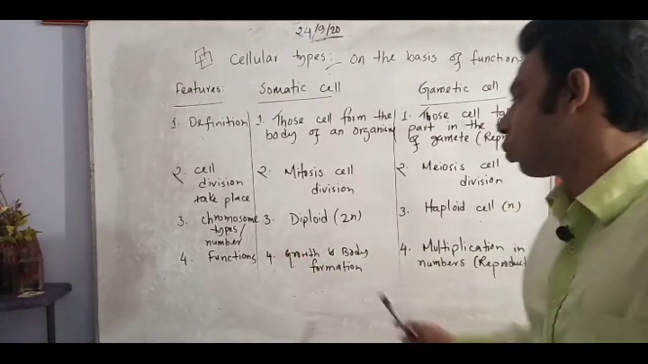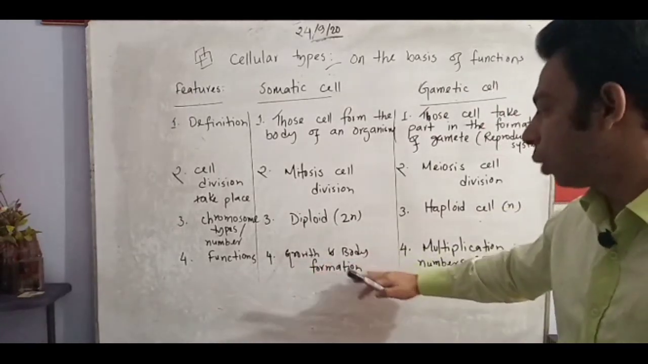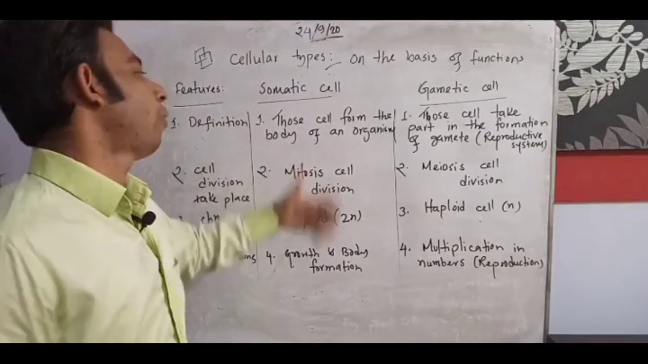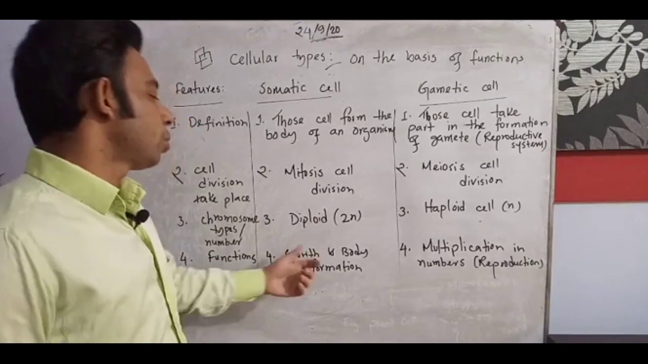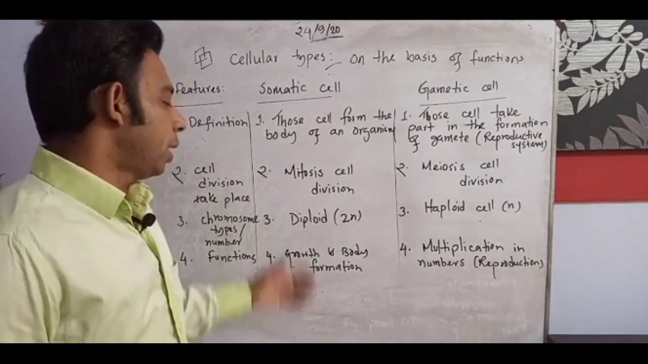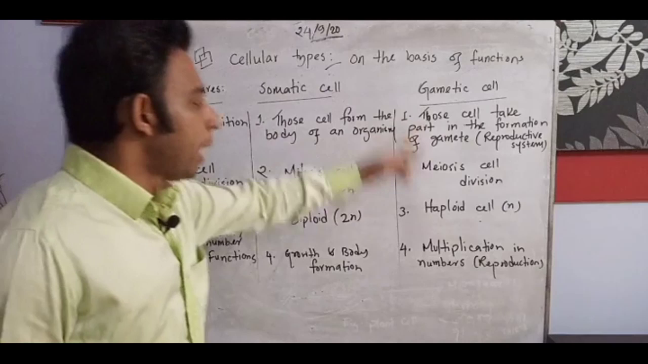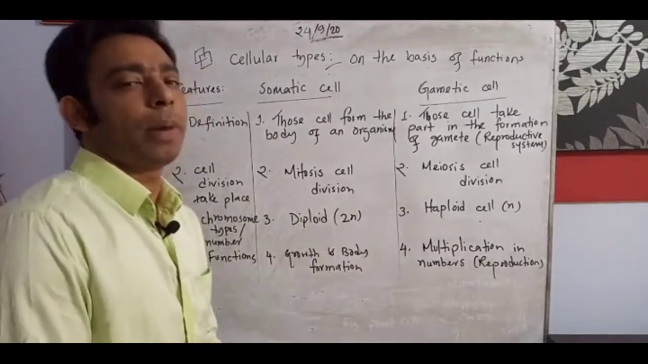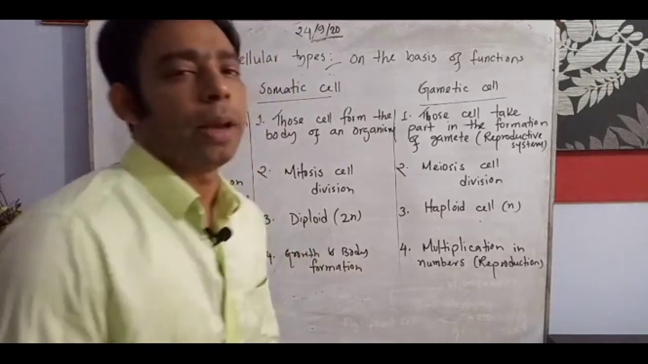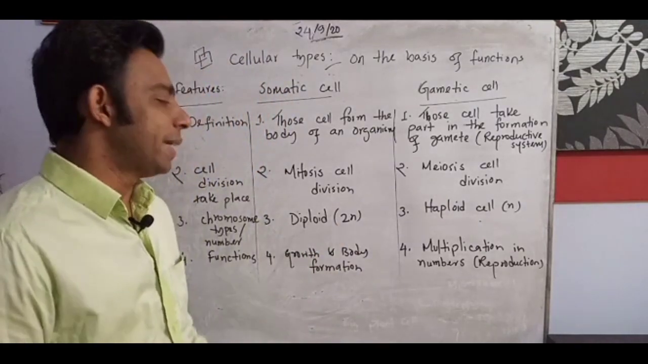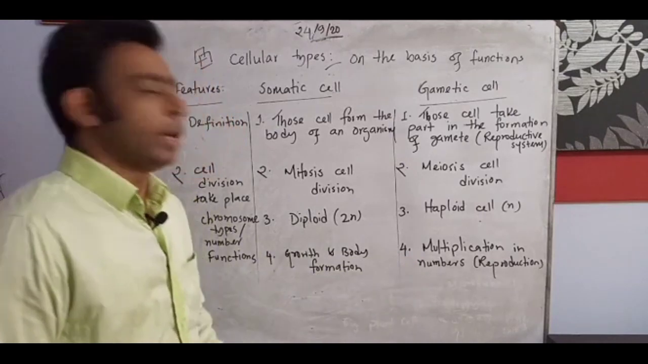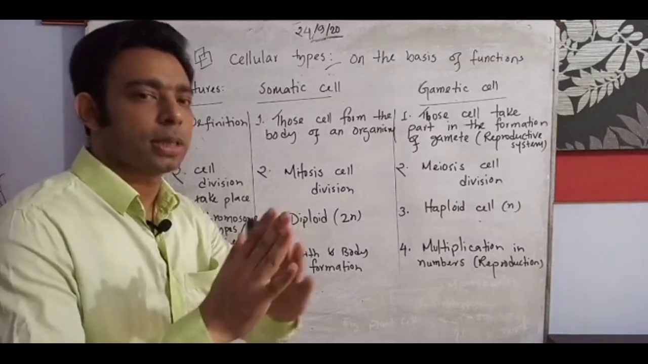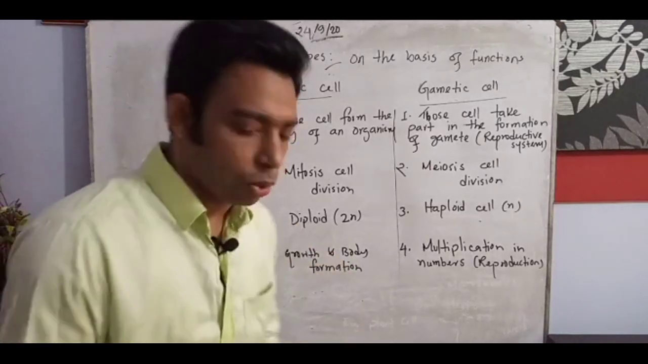And functions is going on there. There is the growth and body formation. Since they are the cells of the formation of body or organisms, growth and body formation is directly done by the somatic cell. And gametic cell multiplication, since reproductive system, of course the number will be multiplied, and many or more new offspring will be created. So multiplication in numbers in reproduction. So this is the very easiest way of learning the somatic cell and gametic cell difference. I think you understand this one.